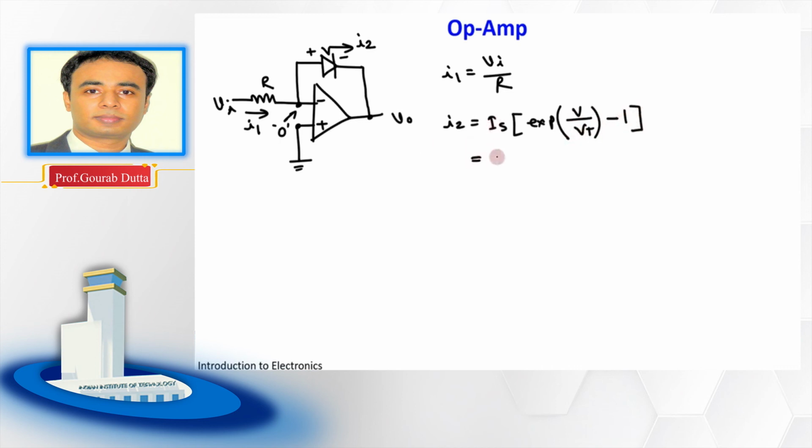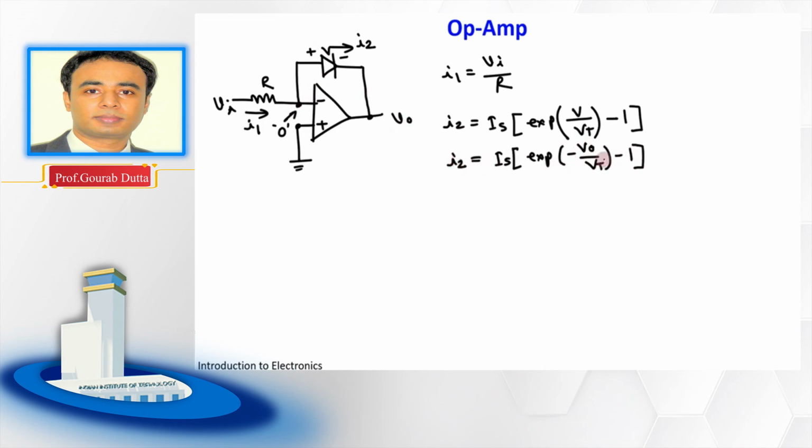Fine. So let us keep this Is. And what is this V here? You see here, this is 0, and this is V naught. So this V is nothing but 0 minus V naught. So it is minus V naught. So it is exponential of minus V naught by Vt minus 1.